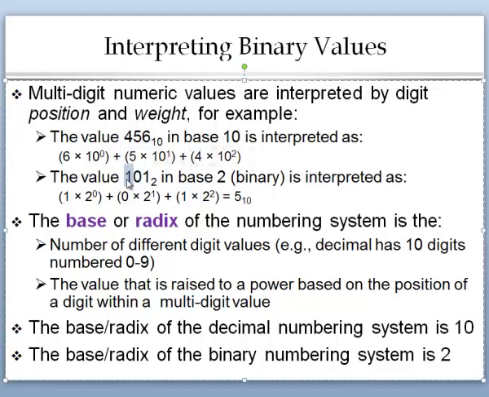And the interpretation of this number is 1 times 2 to the 2nd. This digit 1 is in the second position, and its weight is the base of the numbering system, base 2, raised in this case to the position number, which is the second power. 2 to the second power is 4, so this particular one becomes 4, that becomes 0, that becomes 1. We add 4 and 0 and 1 together, and we get the value 5, represented in base 10.